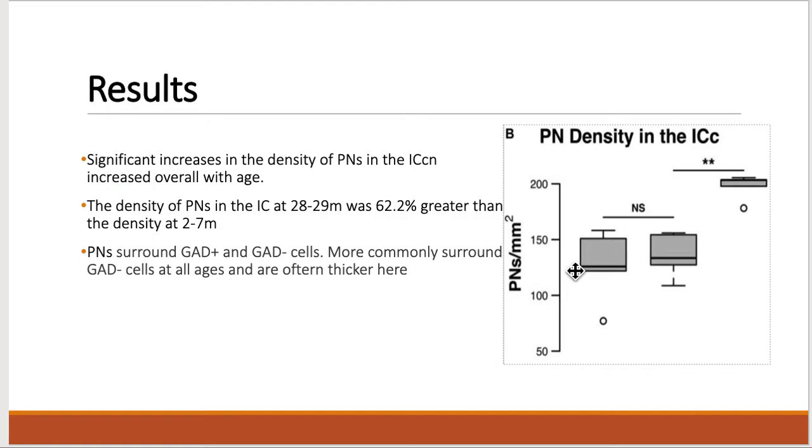These gray boxes represent the range of density of PNs in each age group. So this gray box here represents the range of density of the PNs in the 2 to 7 month old group, this one in the 19 to 24 month old group, and then this one in the 28 to 29 month old group. And as we can see, the density of PNs in the 28 to 29 month old group is the greatest. Another finding was that PNs surround both GAD plus and GAD minus cells, but they more commonly surround GAD minus cells at all ages and are often thicker here.